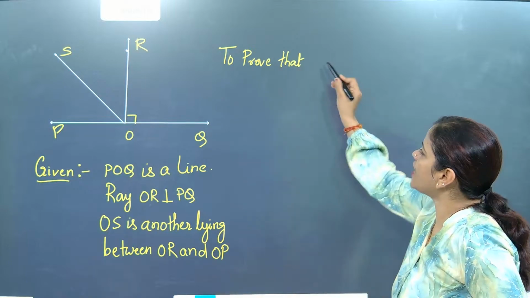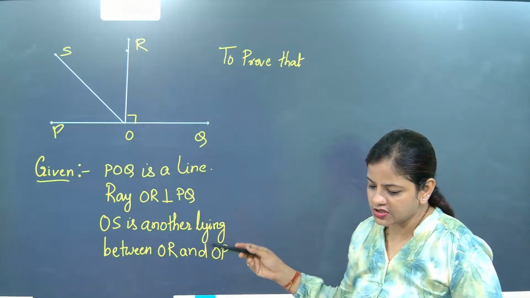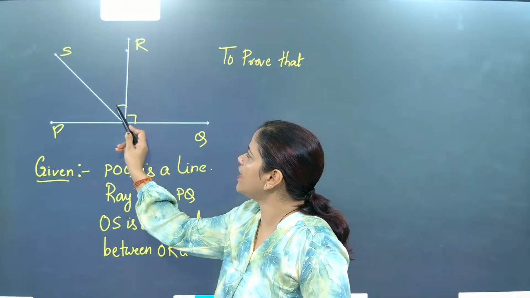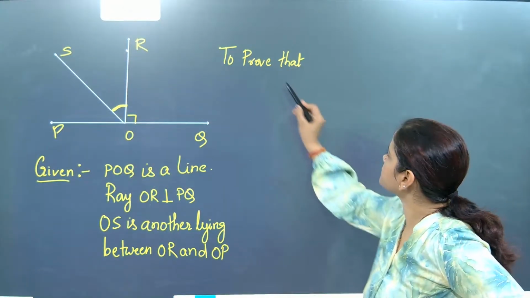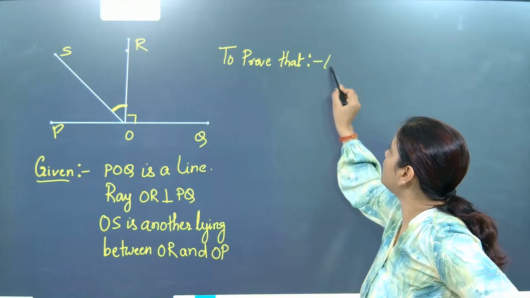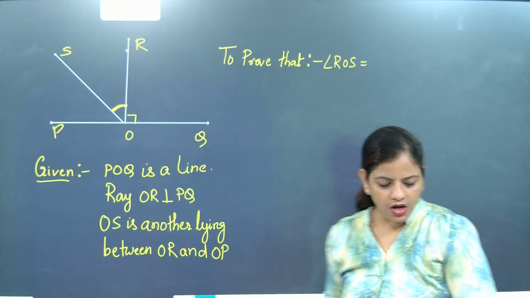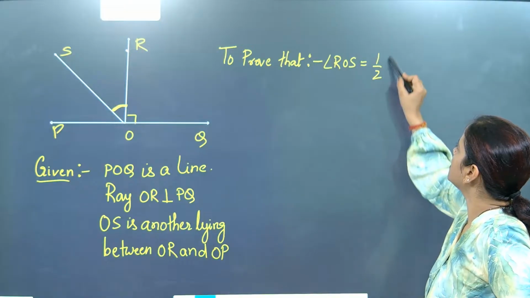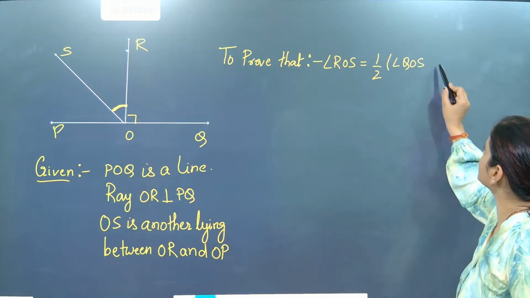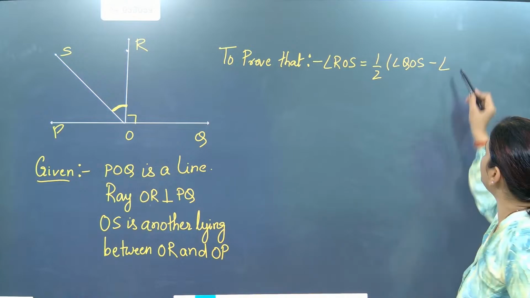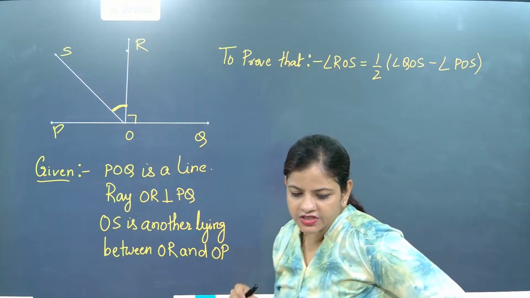You have to prove that angle ROS. Angle ROS. This is what you have to prove. Angle ROS equal to half of angle QOS minus angle POS. This is what you have to prove.